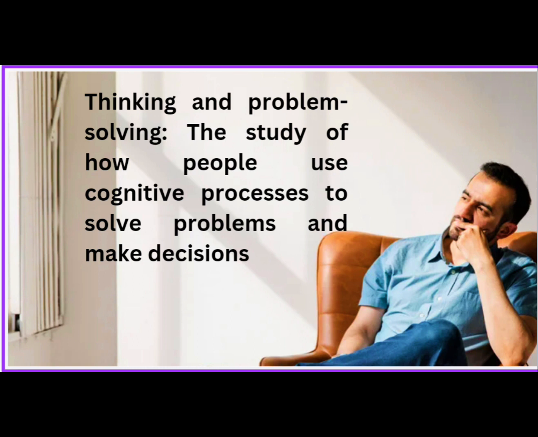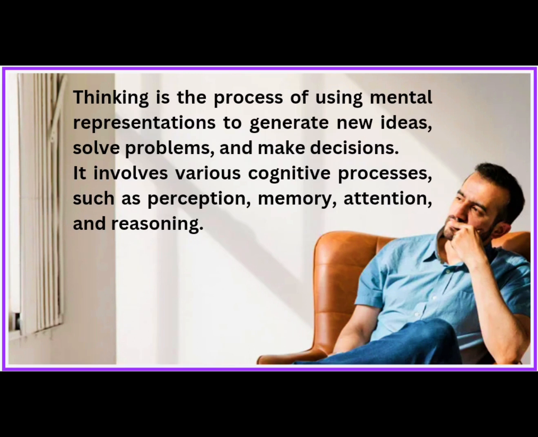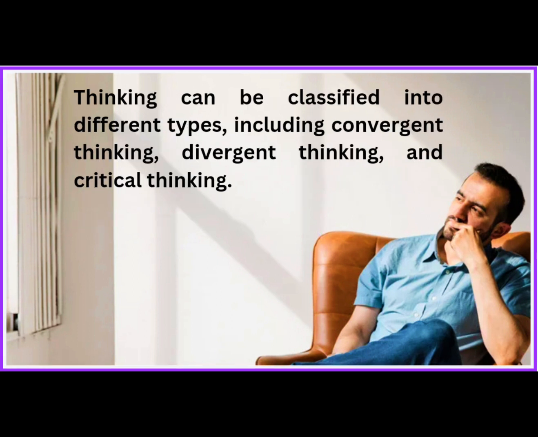Thinking and problem solving, the study of how people use cognitive processes to solve problems and make decisions. Thinking is the process of using mental representations to generate new ideas, solve problems, and make decisions. It involves various cognitive processes, such as perception, memory, attention, and reasoning. Thinking can be classified into different types, including convergent thinking, divergent thinking, and critical thinking.